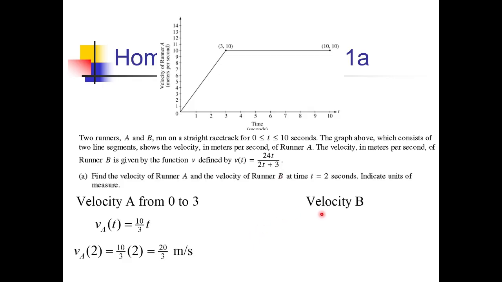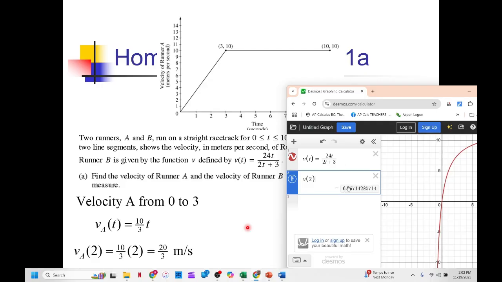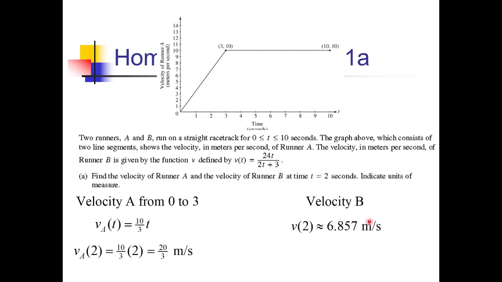Next, I want the velocity of runner B at time 2. In order to get that, I'm just going to use this v formula here. So I'll just do v of 2 and plug it right in. This is a calculator question, so I could just plug it in the calculator. Let me go and do that. So here I am on Desmos. Let me write out this v of t function. I have a feeling I'm going to need to use it later anyway. That's going to be 24t over 2t plus 3. If I plug 2 into that, v of 2 comes out to about 6.857, and that will also be meters per second.